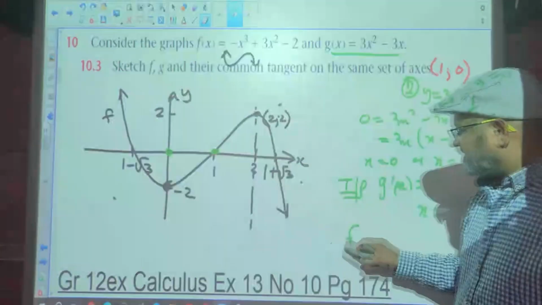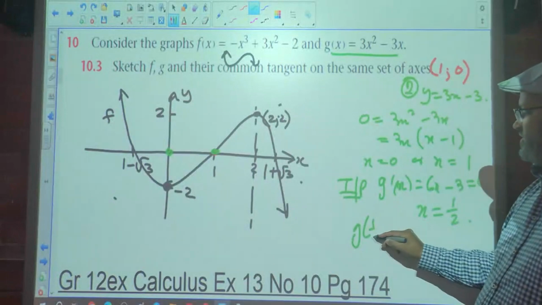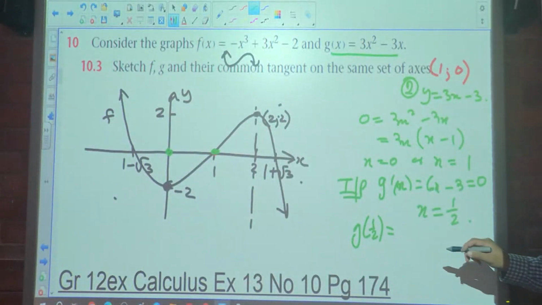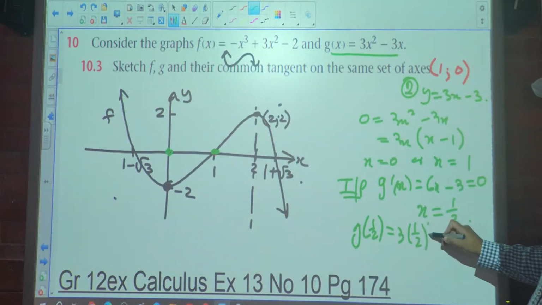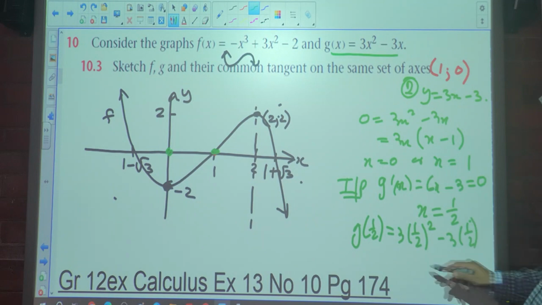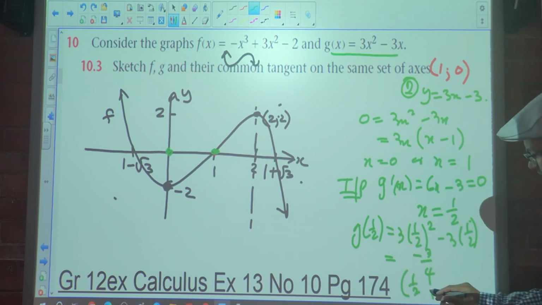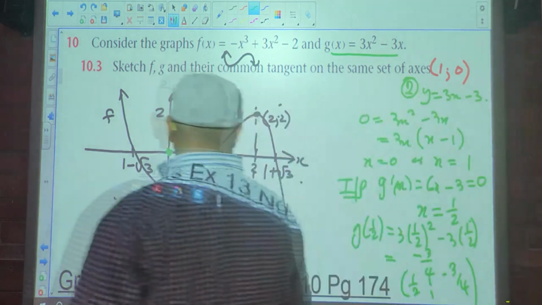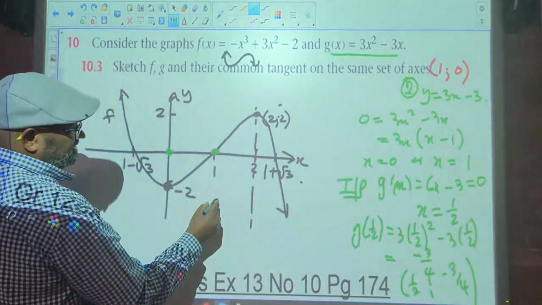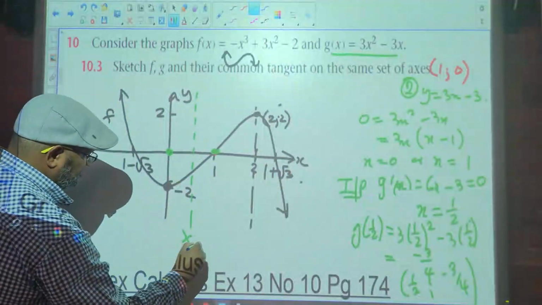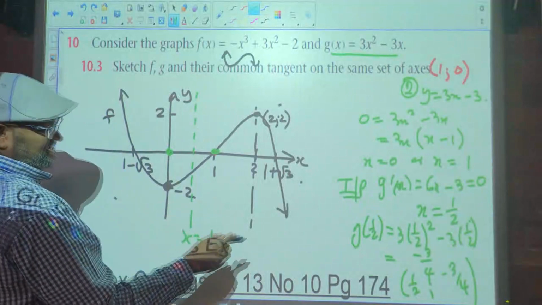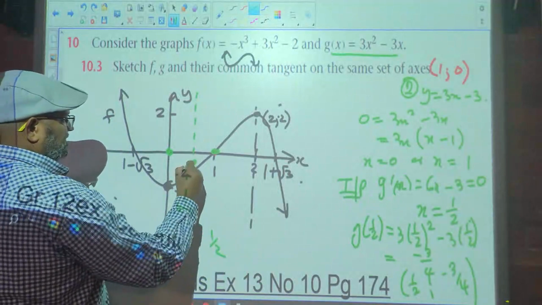Get the corresponding y value by substituting a half into g of x. So g of a half will be 3 times a half squared minus 3 times a half. Did somebody work that out quickly? 3 over 4 minus 1.5. I think it's going to be negative 3 over 4. Right? So negative 3 over 4. This point is going to be a half and negative 3 over 4. The turning point is going to happen at a half and negative 3 over 4, which is about there.